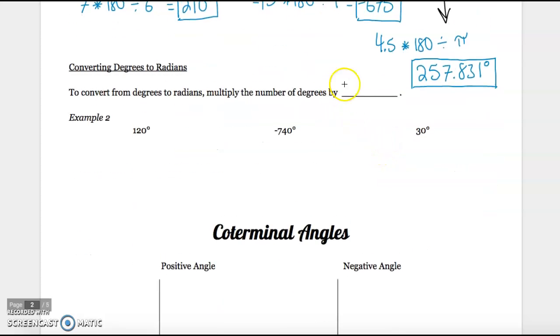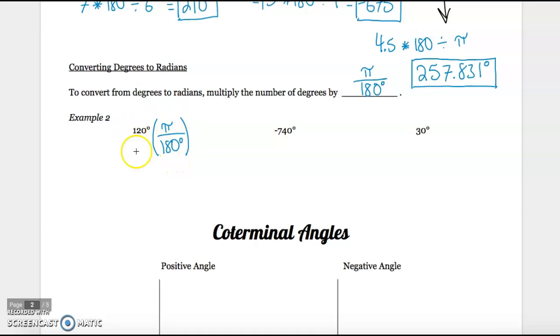Now, when we go the other way, converting from degrees to radians, you multiply by the same conversion factor, but this time we want to get rid of the degrees, so your pi goes on top because we want it to become radians, and we need to get rid of degrees, so 180 degrees goes on the bottom. So I'm going to go ahead and do that. Pi over 180 degrees.